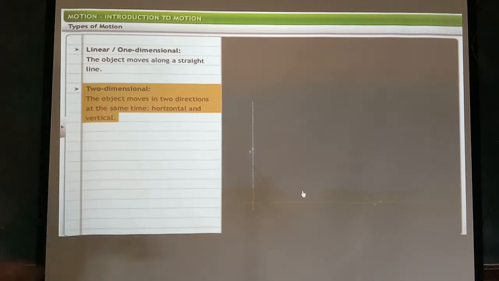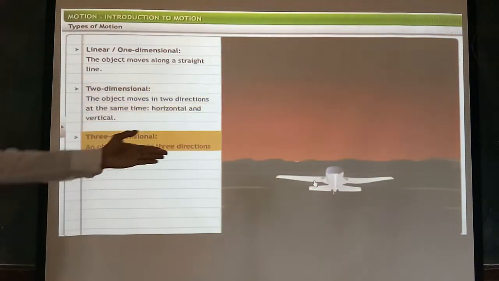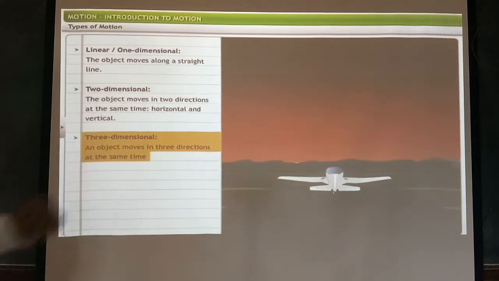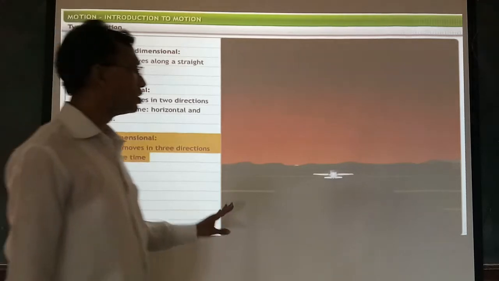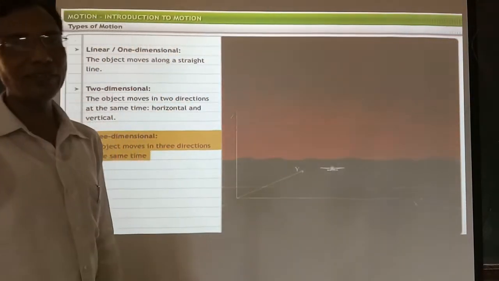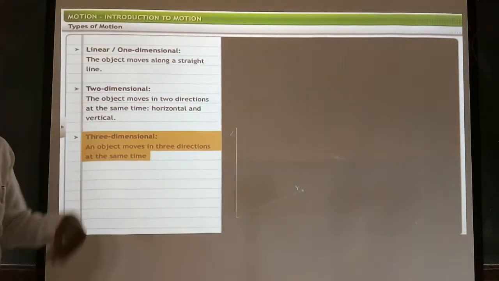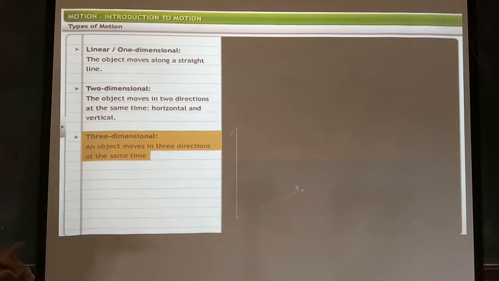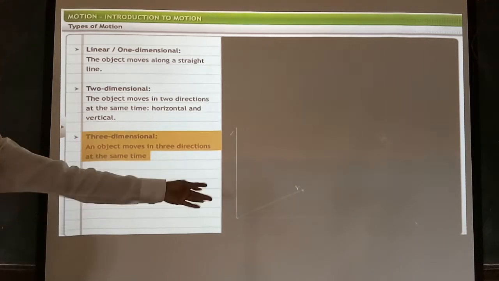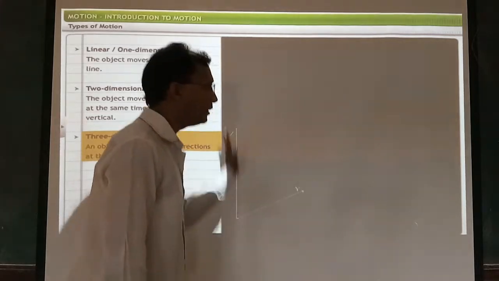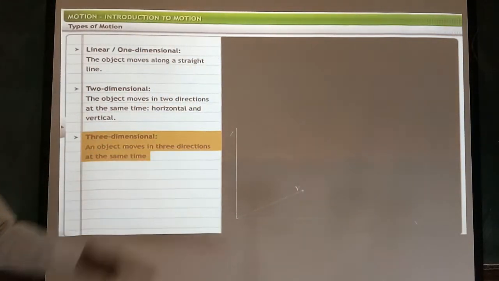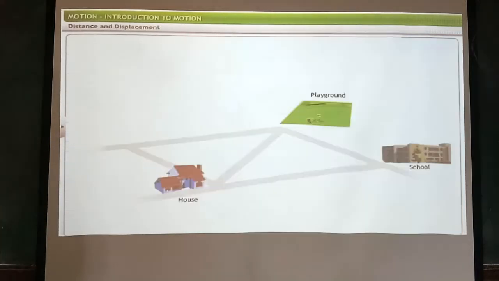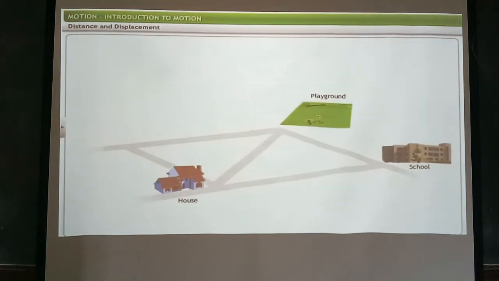Now we take the third example: a flying plane. An object moves in three directions at the same time. An aeroplane can fly in three directions, X, Y and Z. So this is three-dimensional motion. These are all the examples related to the types of motion.